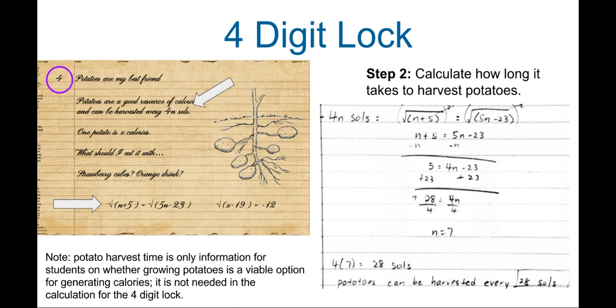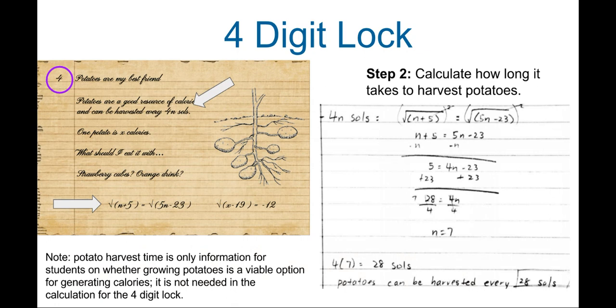Journal entry 4 presents the problem as every 4√n sols. Students will have to solve the radical equation on the bottom of the page. Once they find out n is equal to 7, they multiply 7 by 4 to get 28. Potatoes can be harvested every 28 sols.